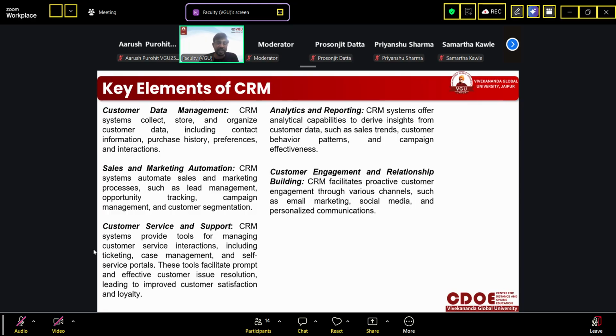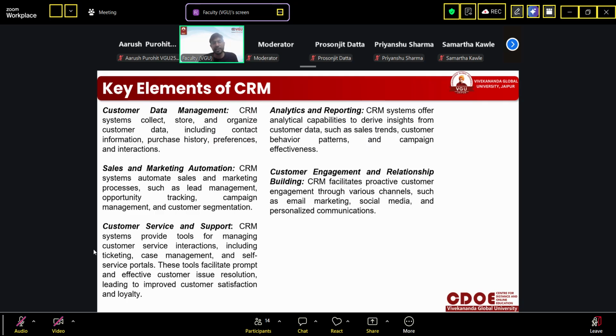Then they start lead management, opportunity tracking, campaign management, and customer segmentation. In customer service and support, CRM systems provide tools for managing customer service interactions, including ticketing, case management, and self-service portals. These tools facilitate prompt and effective customer issue resolution. They also lead to improved customer satisfaction and loyalty.